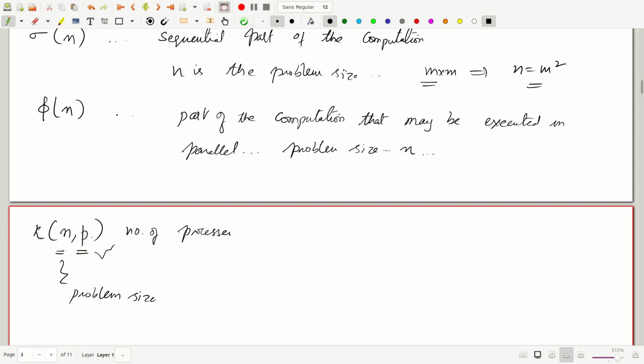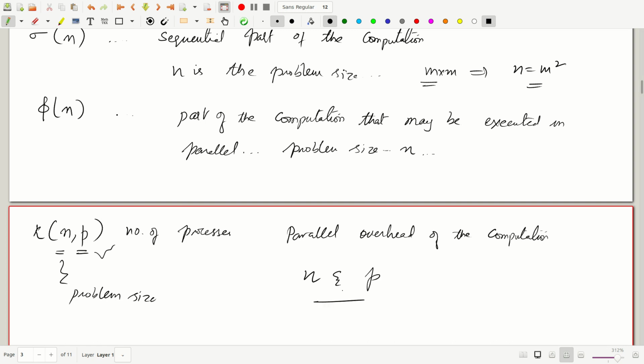If you have 2 processes, only they have to communicate. If you have 10 processes, all 10 have to communicate. As a result, your overhead increases. Also, the overhead of creating and destroying the processes adds to the overheads here. So this is the parallel overhead of the computation associated with problem size n and the number of processes p.